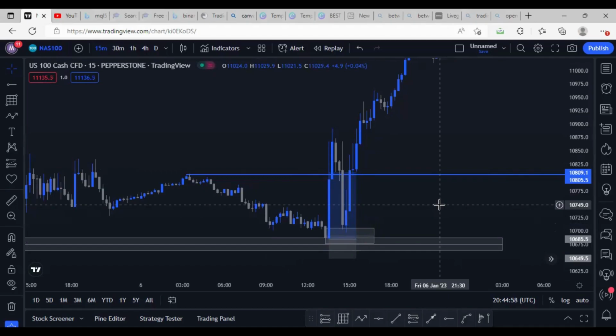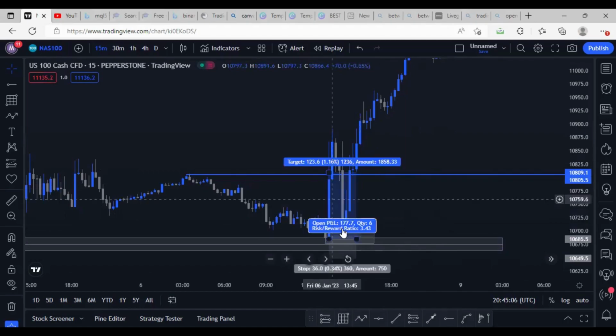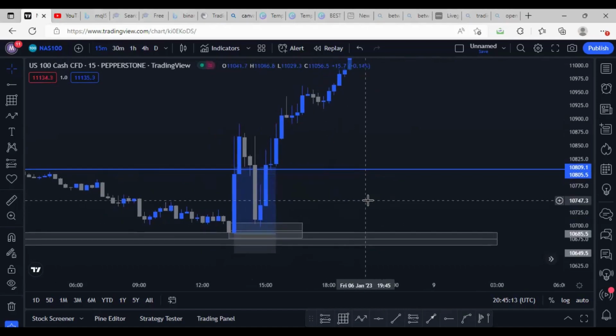Make sure that you make your analysis on a higher time frame and you confirm your entries on a lower time frame. Okay, so this is what happened. The market went down again. As soon as we saw that the market was on an order block which was created on a 15 minutes time frame, we immediately entered another buy.